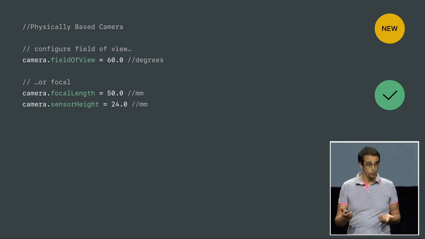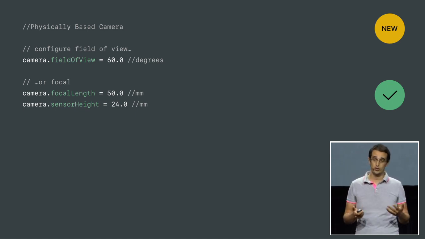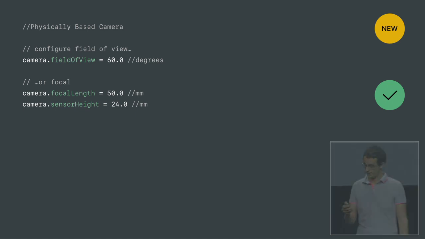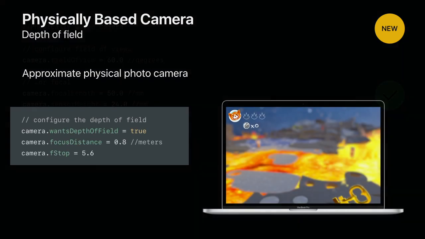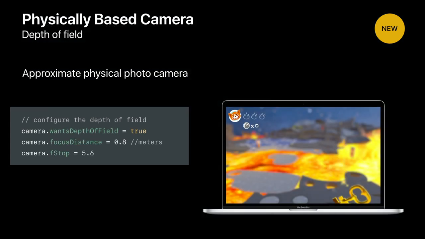These properties are linked together, so if you configure the focal length, for instance, it will update the field of view accordingly, and vice versa. Then SceneKit is modeling a real photo camera depth of field. To activate the depth of field, set the wantsDepthOfField property to true, and then configure it by setting the focus distance and f-stop properties.